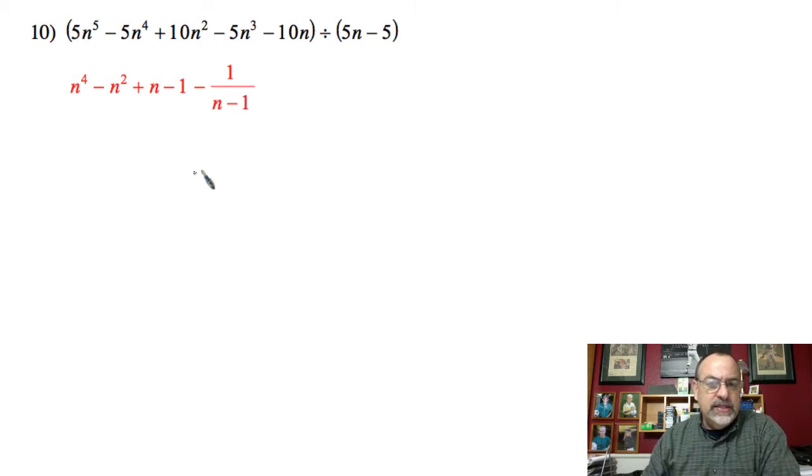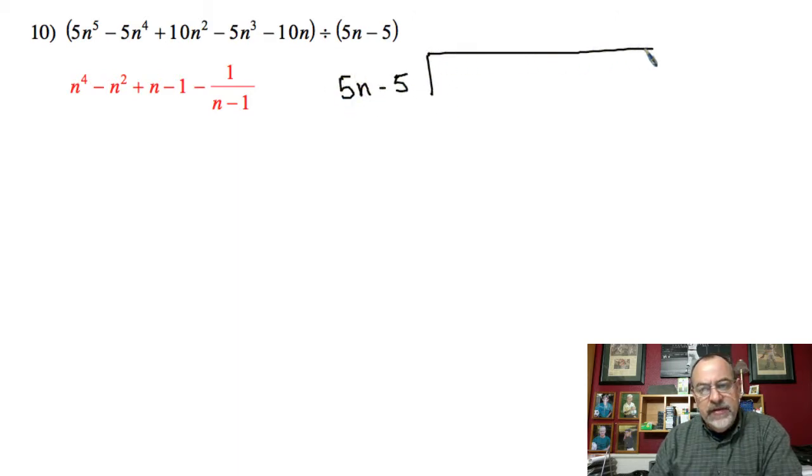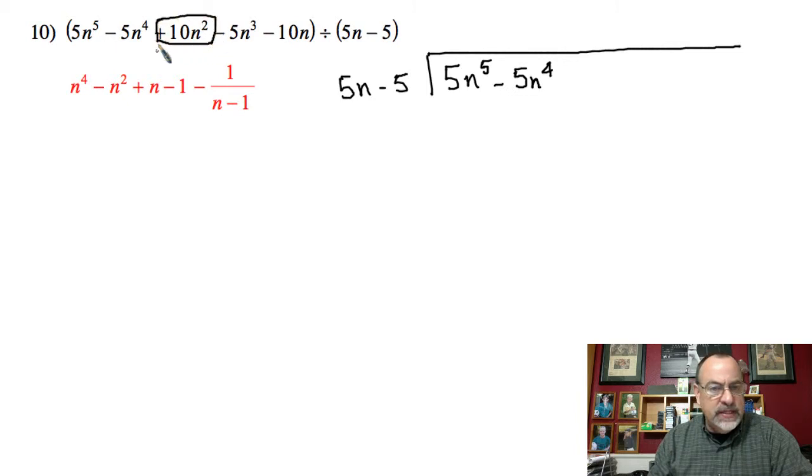Okay, so let's take a look at this last example. It has a couple things going on actually. So we're going to take 5n minus 5 and we're going to divide it into, now there's something interesting going on here. We'll see if we can't catch it. 5n to the fifth minus 5n to the fourth. Now my cubic should come next, but notice what's next in here.